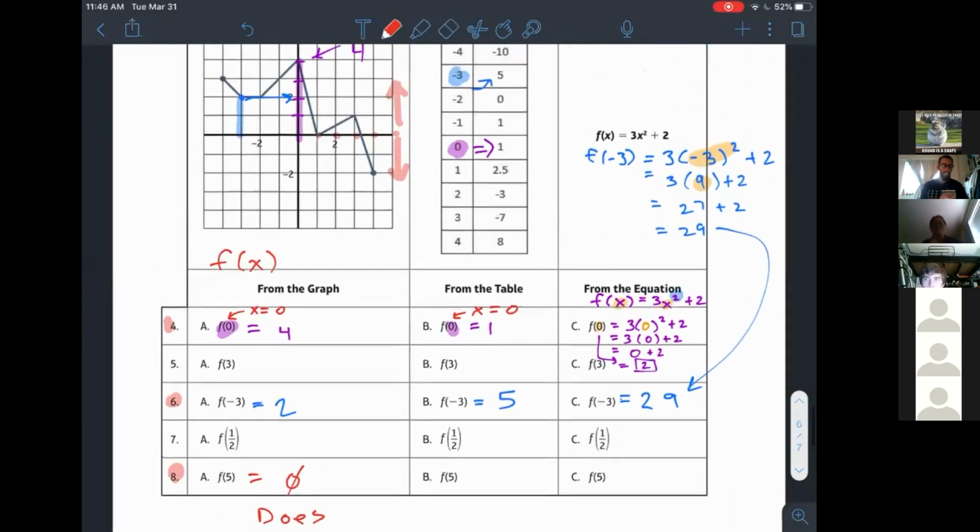Because if x is 5, notice that this graph stopped here. The domain ended at 4. The domain only goes from -4 to +4, so boom, there we go.